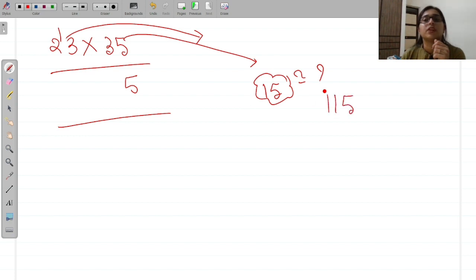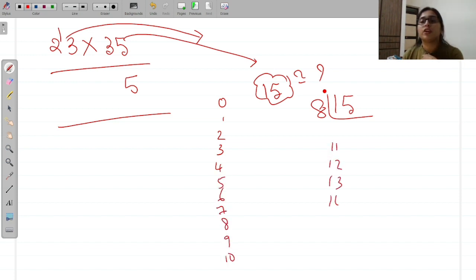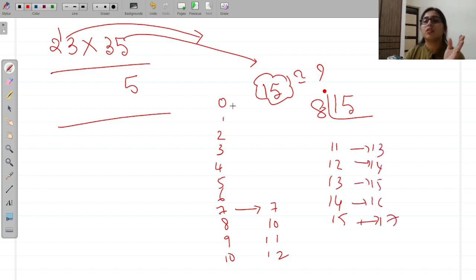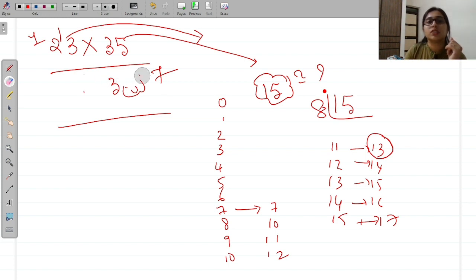How is 15 represented in octal? You have 0, 1, 2, 3, 4, 5, 6, 7. After that you have 8, 9, 10, 11, 12, 13, 14, 15. So till this you had 7. After this you have 10, 11, 12, 13, 14, 15, 16, 17. So what happens? 7, right? And 1 goes as a carry. 5 3s are 15, 15 plus 1, 16. How are you going to represent it? It is 13. So 137. So this is 137 here.